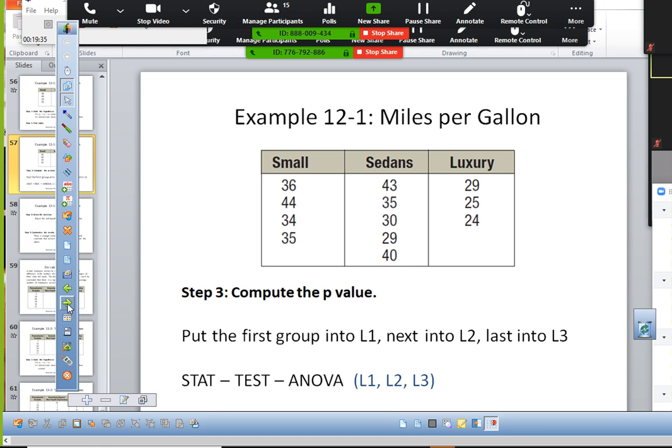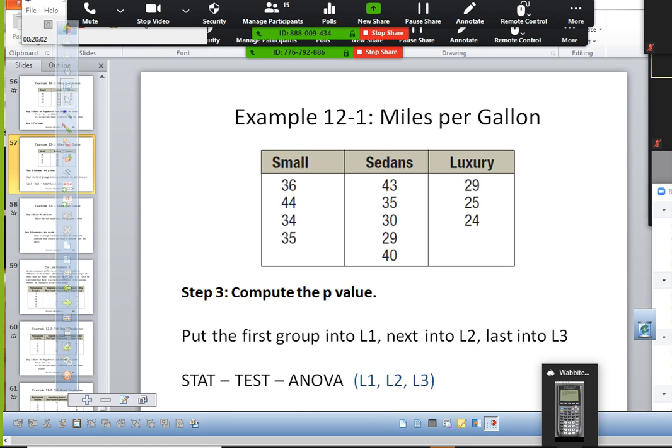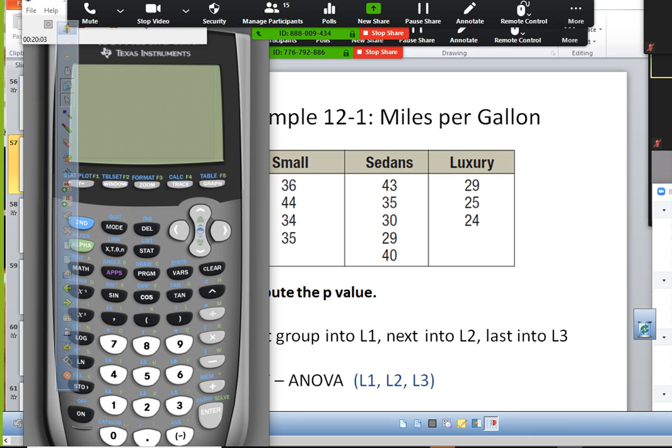Then, step three, compute the p-value. So we're going to put the first group into list one, second group into list two, third group into list three, and then we're going to do stat test ANOVA of L1, comma L2, comma L3. Don't forget the comma in between, you're going to get an error. All right, so let's do it. When you get your calculator, do it, practice.